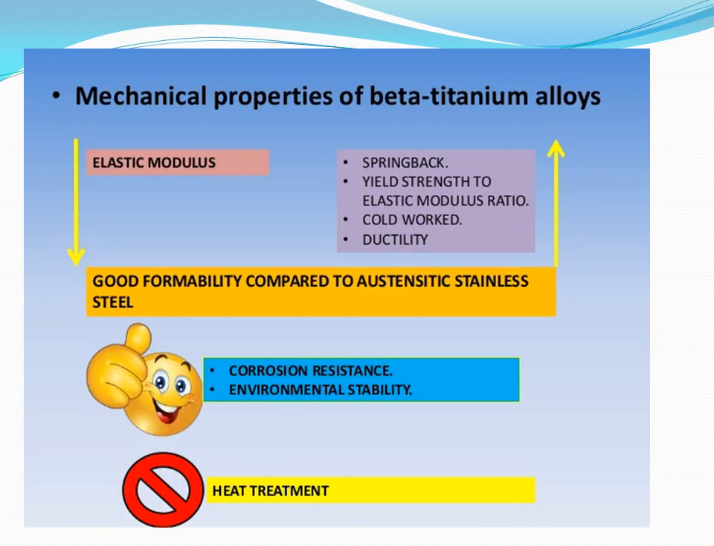Let's look at the mechanical properties of beta titanium. Well, it has a very low elastic modulus. It's not very stiff. However, it has excellent spring back. The yield strength to elastic modulus ratio is very good. It can be easily cold worked, and it is highly ductile, so we can make any kind of desired shapes we want. It has good formability compared to austenitic stainless steel. It is highly corrosion resistant due to the presence of titanium. It has environmental stability, which means it will not degrade or leach out any ions. However, one drawback is that it cannot be heat treated. We cannot carry out soldering or welding on beta titanium alloys.